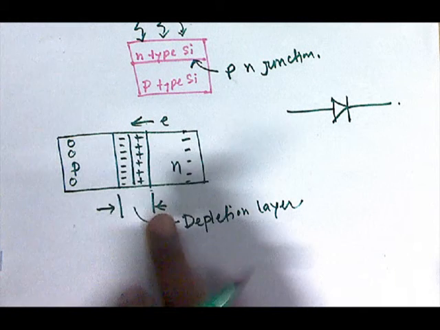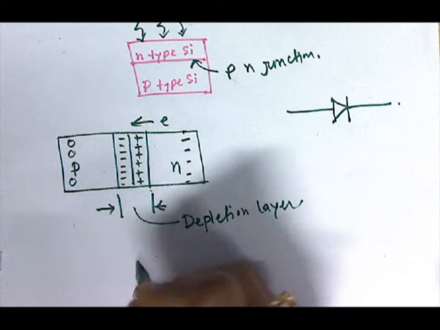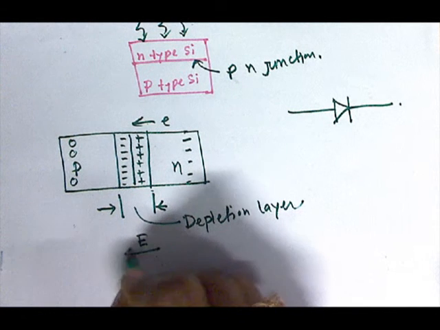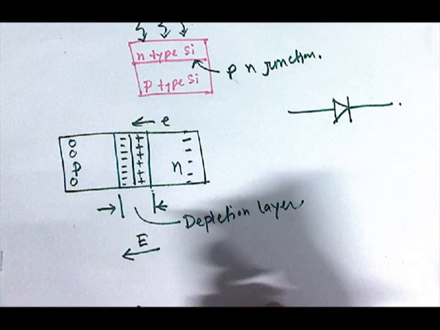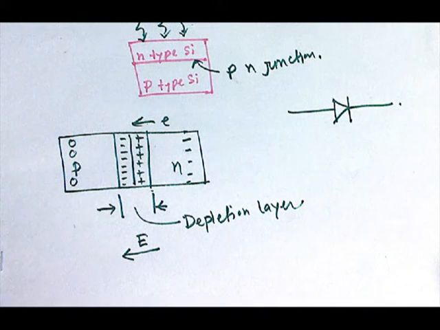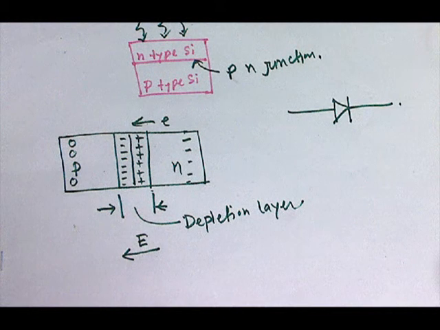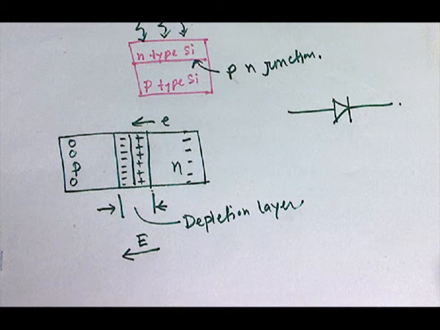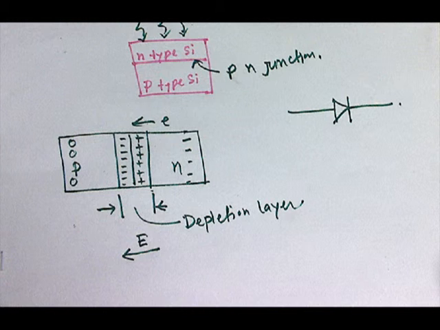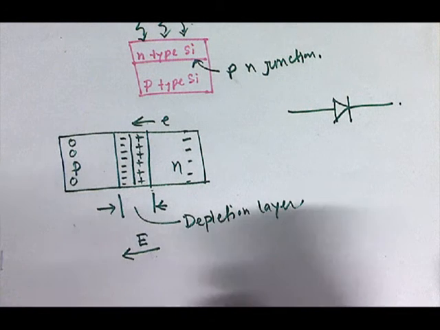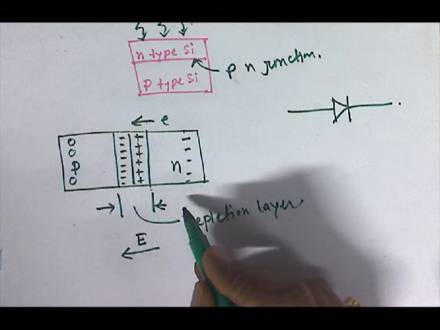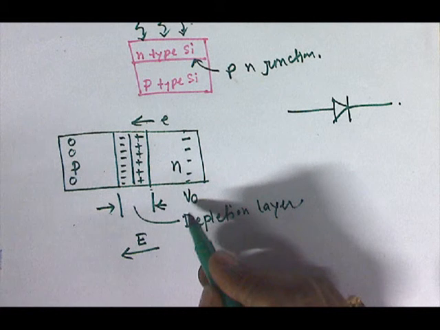The positive and negative charges set up an electric field E. The electric field is a barrier to the free electrons in the N region. There exists a potential difference across the depletion layer, called the barrier potential. This one is called the barrier potential. It is denoted as V0.